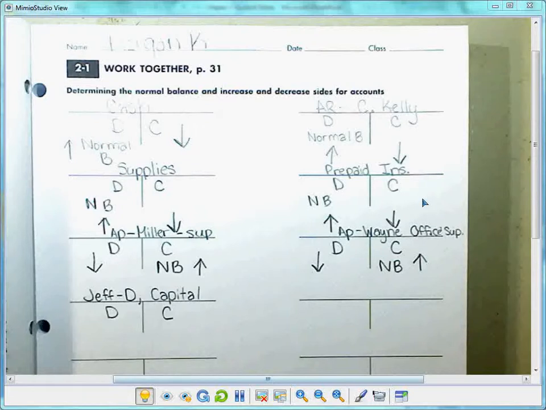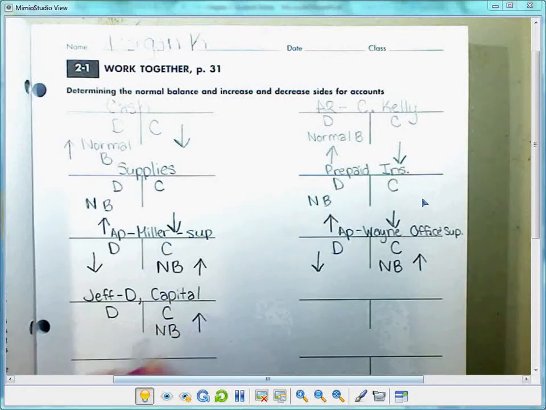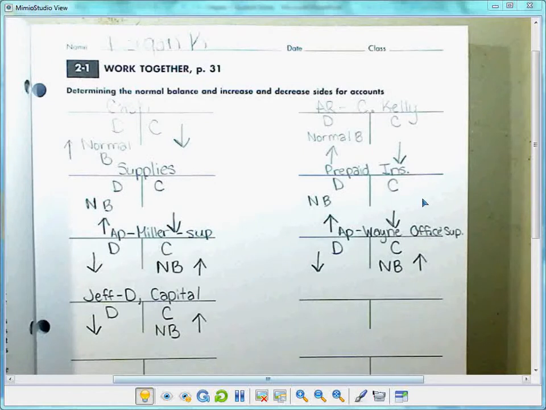One for owner's equity accounts. Okay, credit side is the normal balance. So increases on the credit, decreases on the debit. We are finished. Go ahead and do 2-1 on your own.